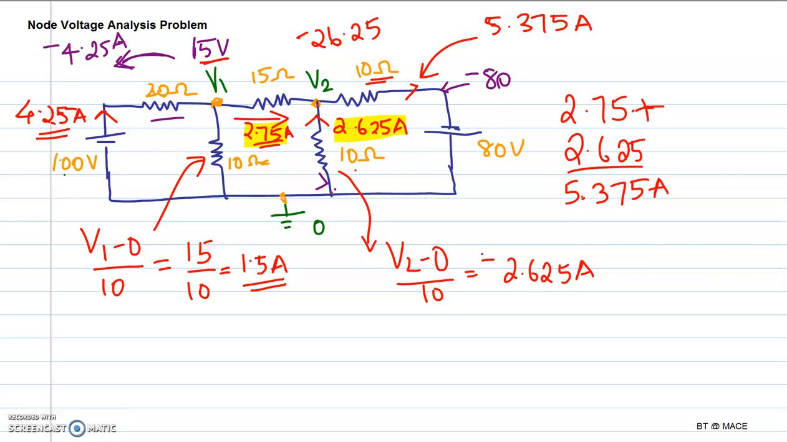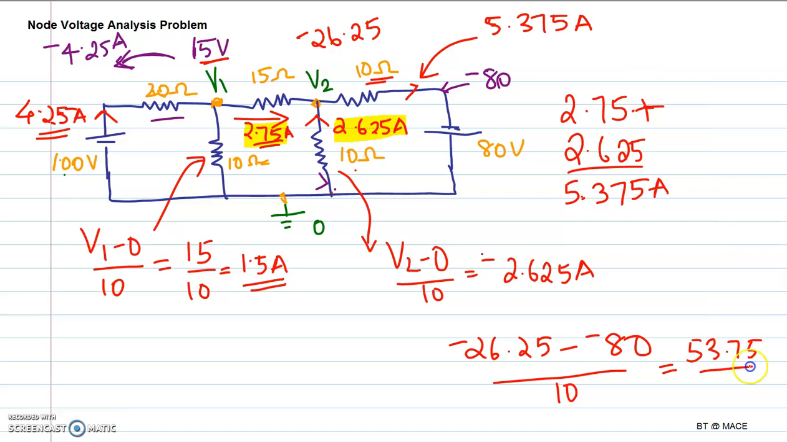The current through the 10 ohm resistance connected between node 2 and the minus 80 volt source will be minus 26.25 minus of minus 80 divided by 10, which is equal to 53.75 divided by 10, which is nothing but 5.375 ampere. So this we can verify over here.